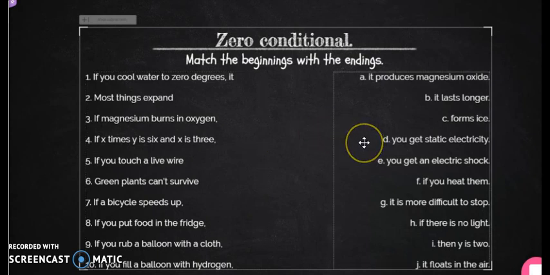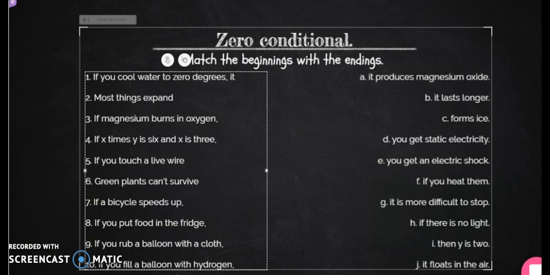Now let's check the letters. A, it produces magnesium oxide. Letter B, it lasts longer. C, forms ice. Letter D, you get static electricity. Letter E, you get an electric shock. Letter F, if you hit them. G, it is more difficult to stop. H, if there is no light. I, then y is 2. And letter J, it floats in the air.